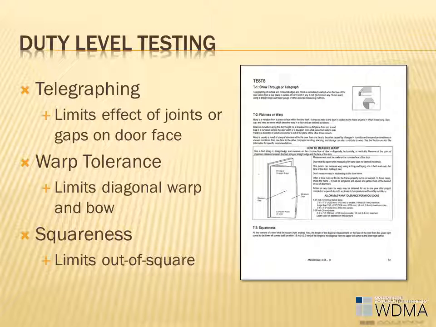Three other performance parameters are described within the standard itself. These are telegraphing, which determines the minimum differential offset between core components that might be visible through the door face, warp tolerance, which determines the allowable variation of a door from a flat plane, and squareness, which determines the overall differential in squareness of the door slab.